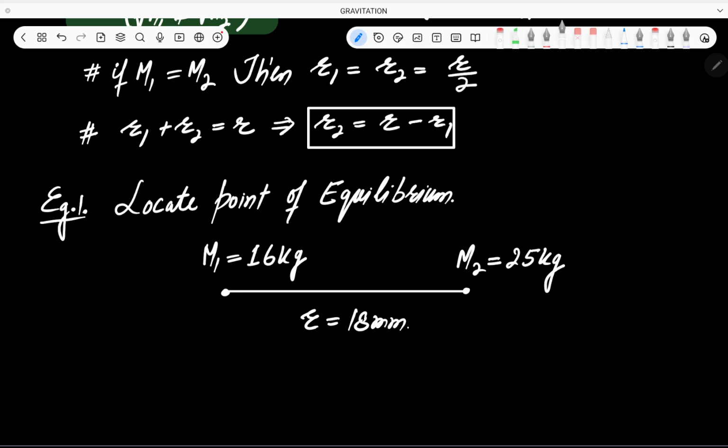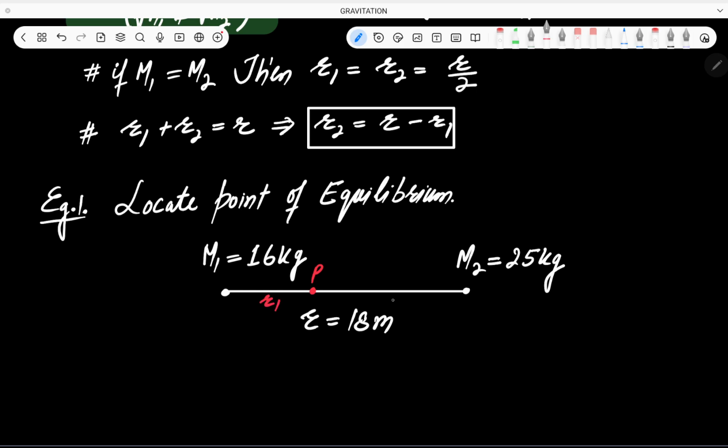Or wait a moment, let me write down 18 meters. We will have to locate the point of equilibrium. It's quite obvious that the point of equilibrium will lie between m1 and m2 and will not be at the midpoint. It will be closer to m1.